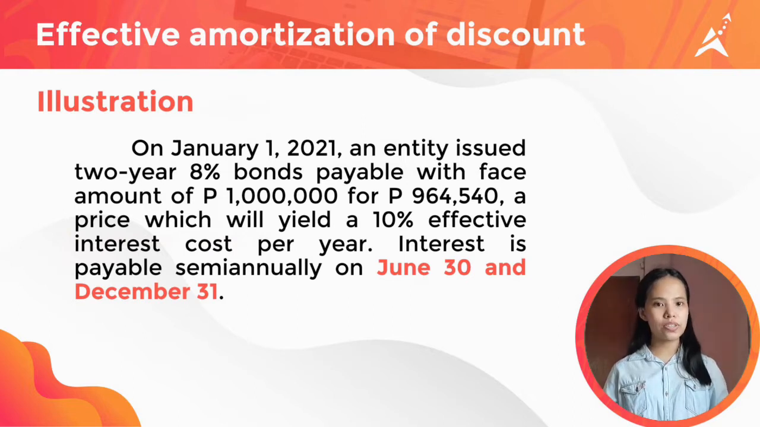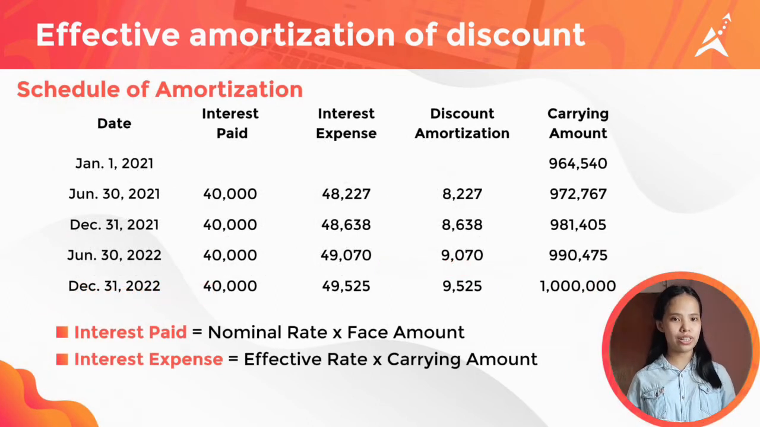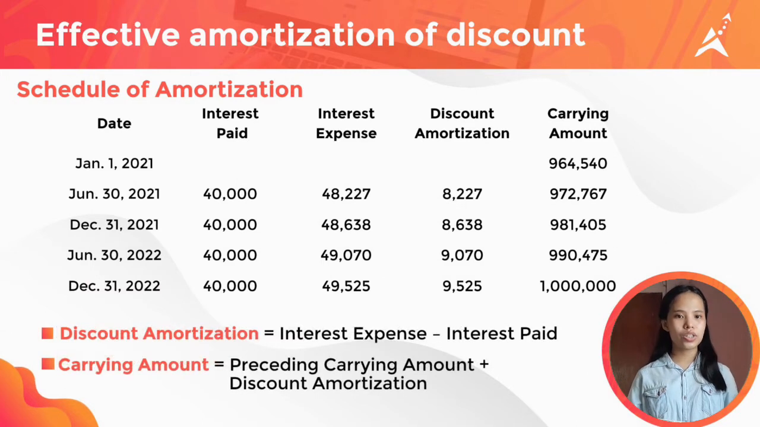So to review only, these are the formulas that we are going to use to complete the schedule of amortization for discount. It is the same formula mentioned on the previous slide, so interest paid is equal to the nominal rate times face amount of the bonds. Interest expense is equal to the effective rate times carrying amount. Again, to find the discount amortization, we just need to minus the interest expense and the interest paid. And to find the carrying amount, preceding carrying amount plus discount amortization.